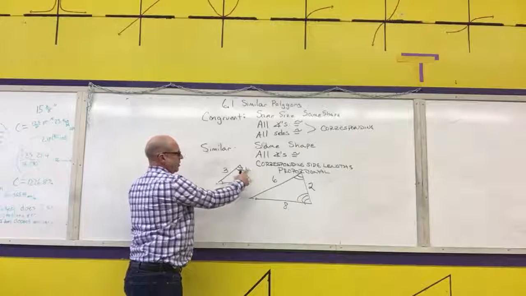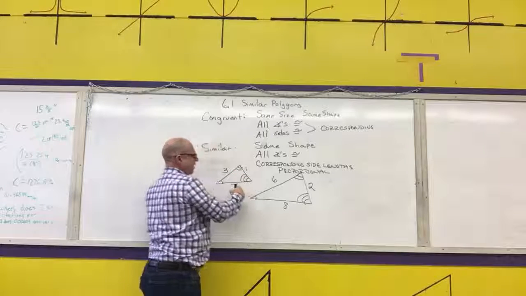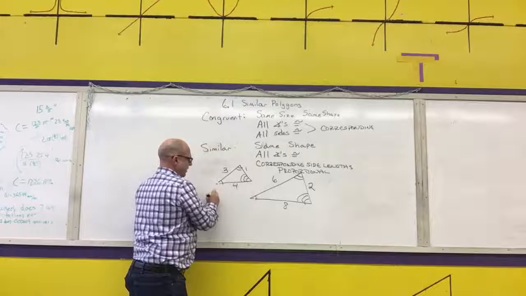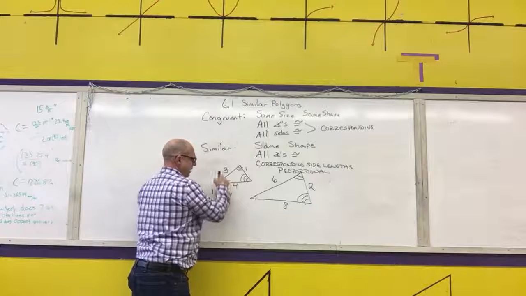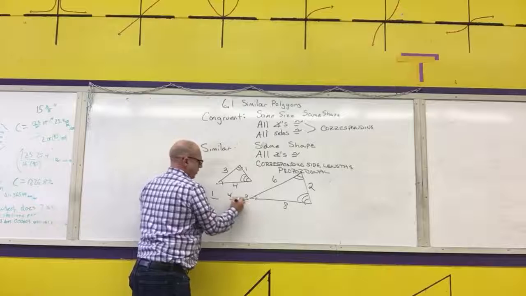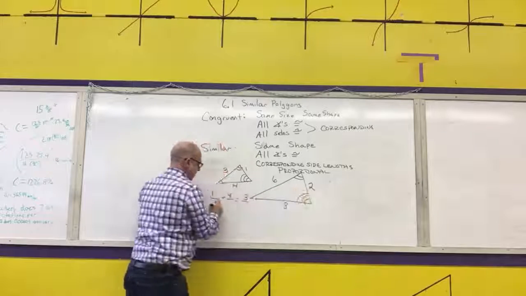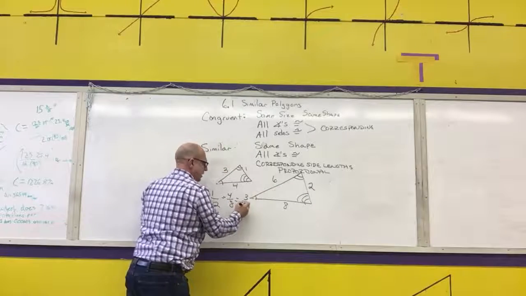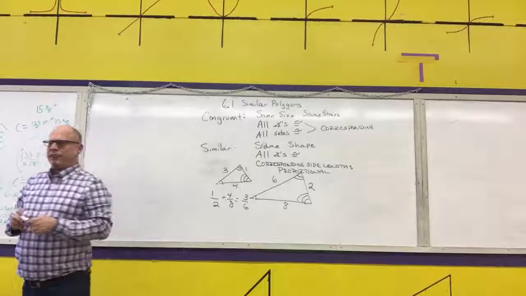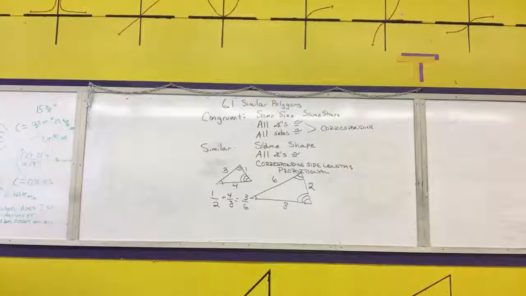And notice here that if I go right, bottom, left, over right, bottom, left, and I were to simplify all of those fractions, I would get the same number. That's what it means for the pieces to be proportional. When you set up their relationship with the corresponding pieces, you end up with the same fraction. Any questions on that?